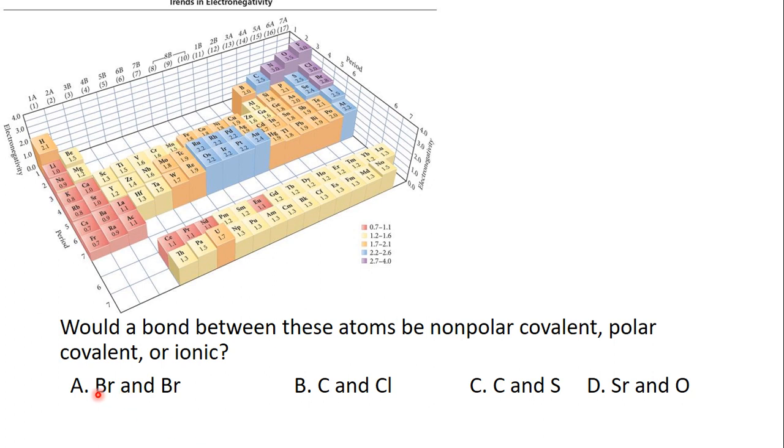Alright, so we have a covalent bond between Br and Br, completely nonpolar, same electronegativities. If we look at carbon and chlorine, the difference is 0.5, so you might have a little bit of polar character, not too much though. While carbon and sulfur are both 2.5, so you'll have no polar characteristics. These will be nonpolar. While Sr, which is all the way over here, and oxygen, the difference is greater than 2, so these will be an ionic bond.